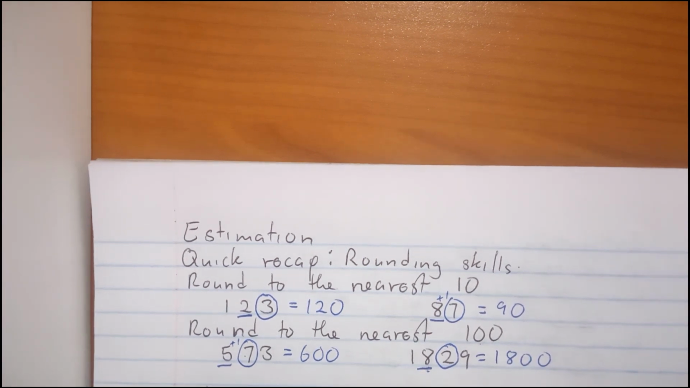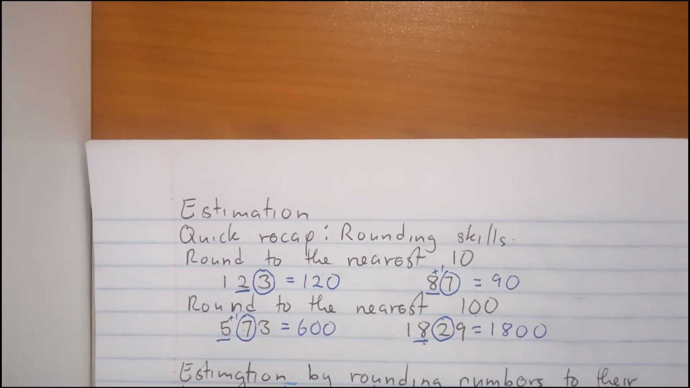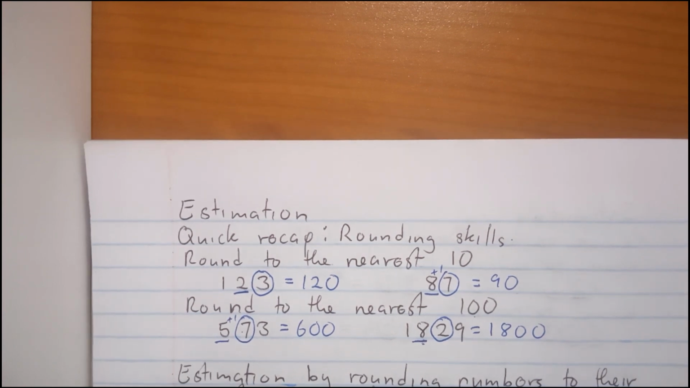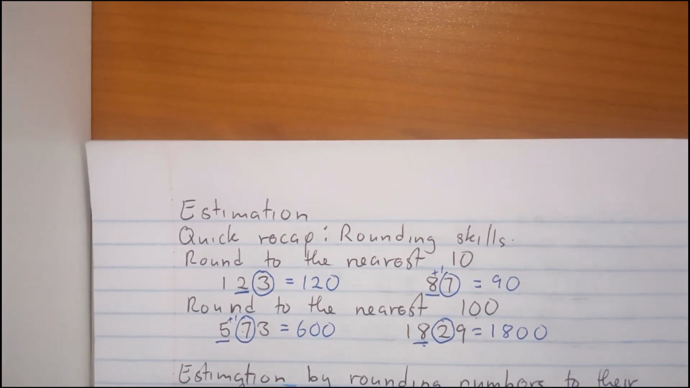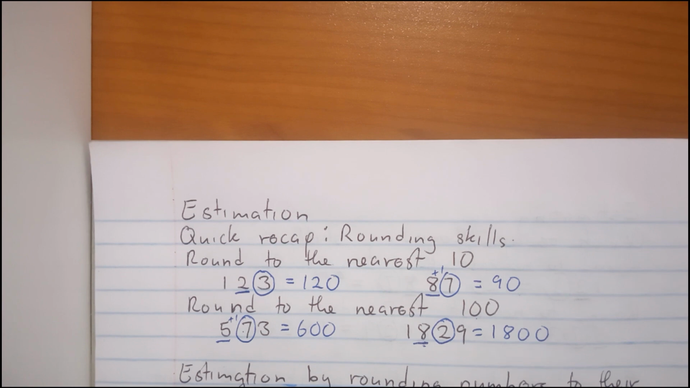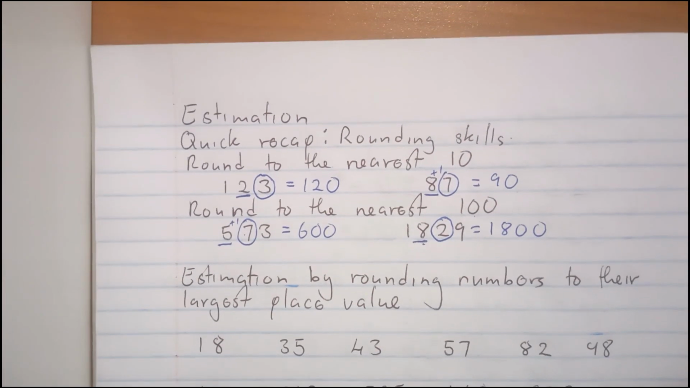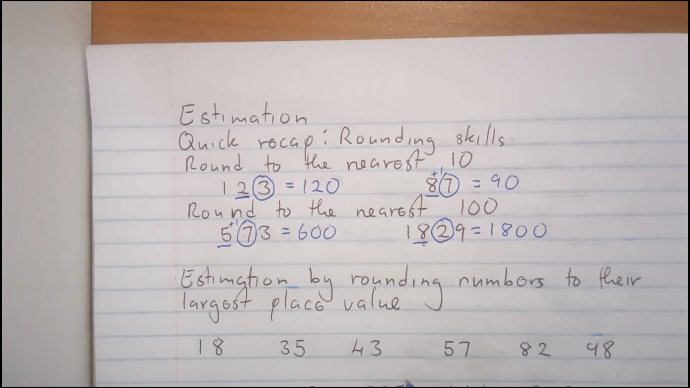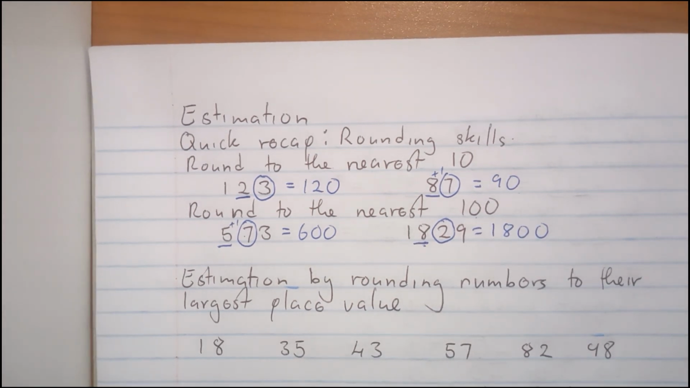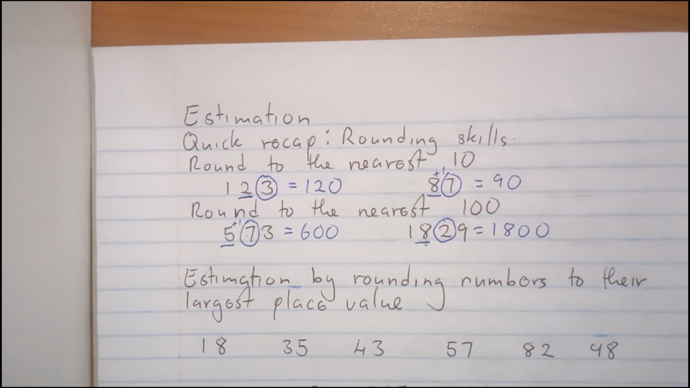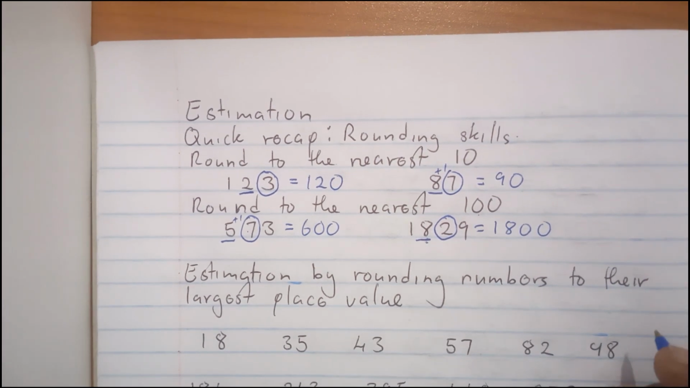Now let's look at estimation. One of the most common skills when it comes to estimation is rounding. Rounding numbers up and down to check. And how do we do that? Normally, we start by checking the largest place value of a number. That number will help us determine which is the best number to estimate to. So, for example, we have 18, 35, 43, 57, 82, 94. If you are told to estimate the following numbers, how do you estimate them?